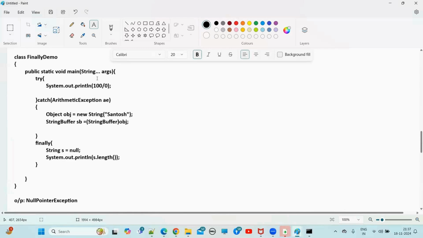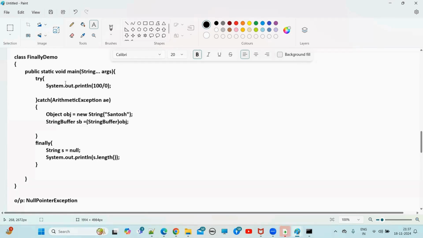See here, public static void main, right? So in the try block, what is the line? System.out.println(100/0). So this statement will raise what? Arithmetic exception, right? Now if any exception is raised, who is responsible for creating that exception object? Let's suppose an arithmetic exception is raised. The arithmetic exception object will be created by whom? The main method. The particular method only will create it, remember, we already discussed it. So once the arithmetic exception object is created, the main method will hand over that object to whom?